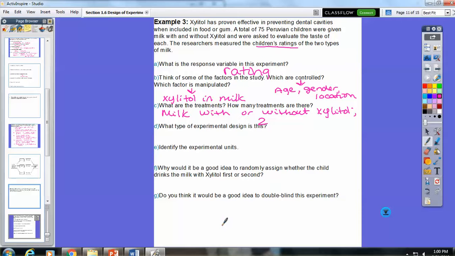What type of experimental design? So we are looking at one child, and they drink the milk, they drink the milk with it, and then they decide what's better. What do you think? Maybe matched pair though, because this is before, this is after. Like this is with, without. Yeah, we could make that argument.